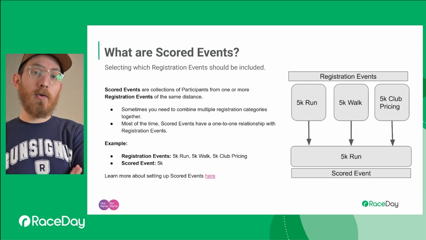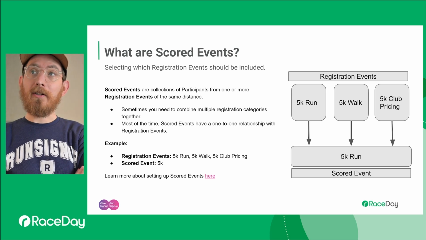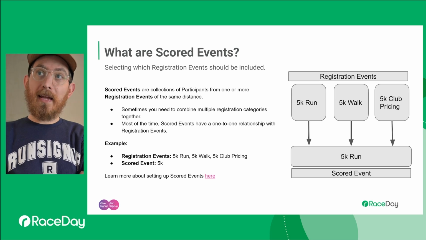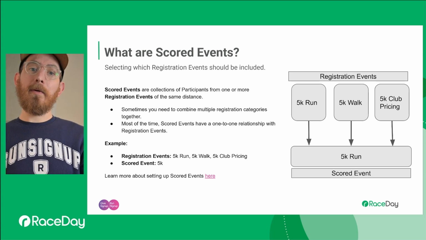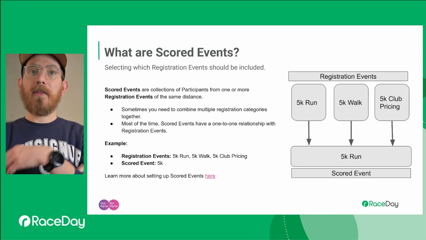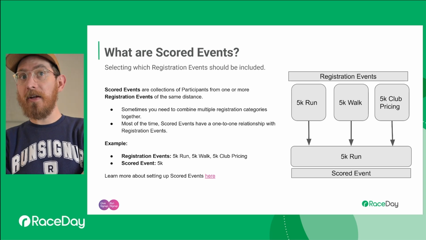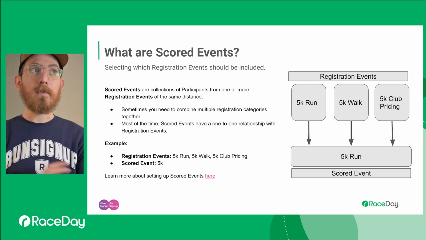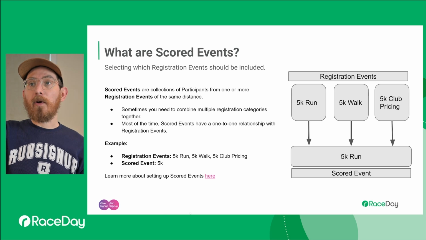So the race organizers just have a 5K and it's called 5K, and they have a 10K and it's called 10K. But sometimes they have something like this on the right. They've got 5K run, 5K walk, 5K club pricing, and they want one report. They want everybody together, right? So in that case, you would combine the 5K run, the 5K walk, and the 5K club pricing registration events into one scored event just called 5K. So that's really important to understand. You can learn more about setting up scored events at this link.